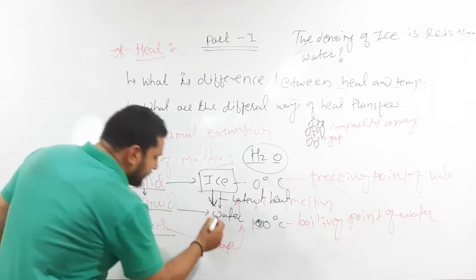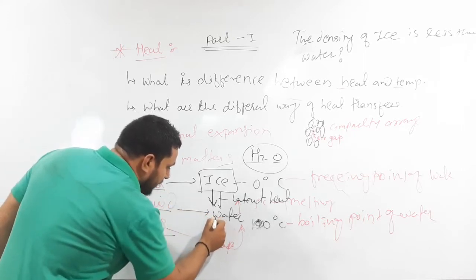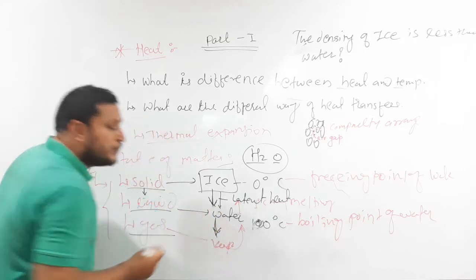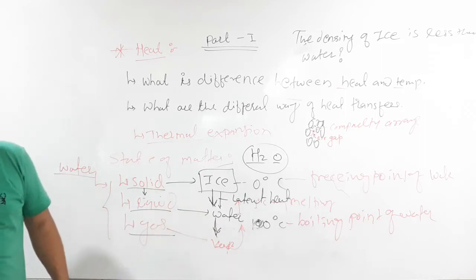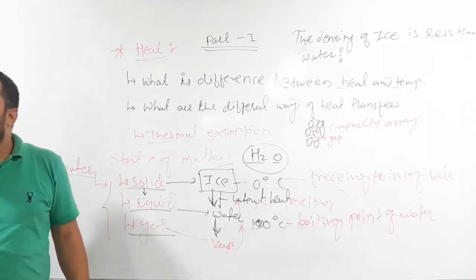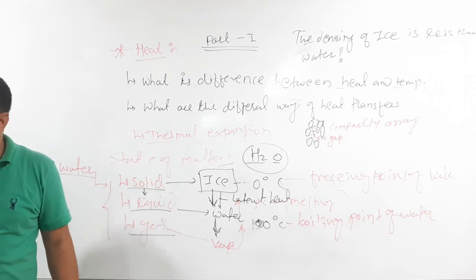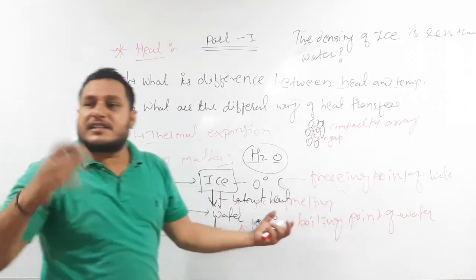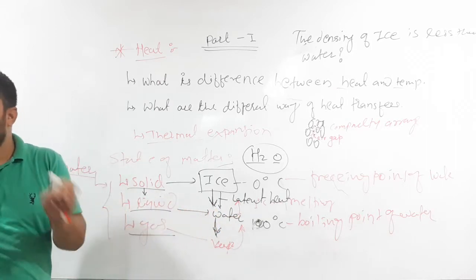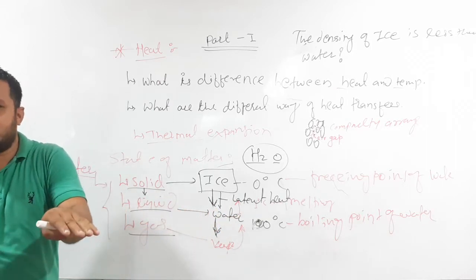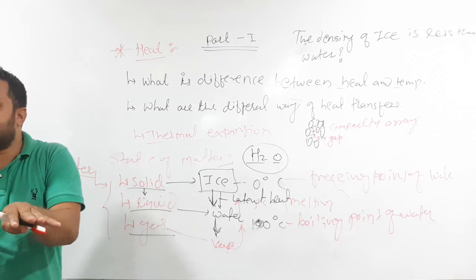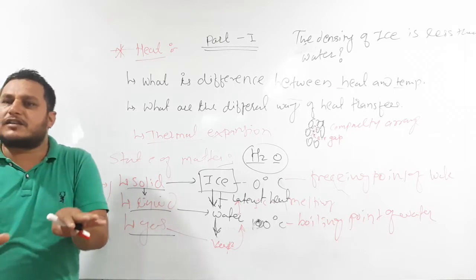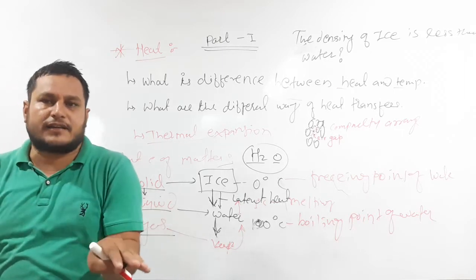After that, when the water starts to boil, it means it's time to change the state. During the boiling there is steaming from the water, but the temperature is still constant. The temperature is not increasing while boiling. Why? Because it's the last state of matter.